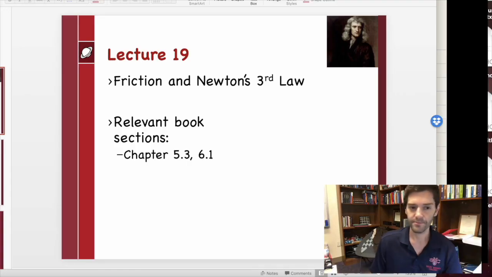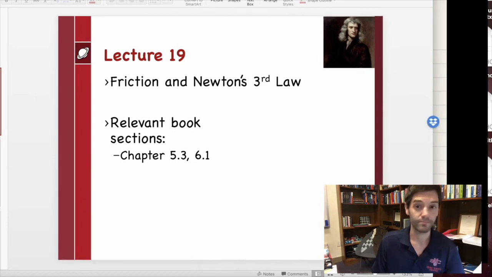Let us see. So we had started friction last time, but then I ran out of time. So we will finish talking about friction, and then we will get into Newton's third law, and I will hopefully be able to do a problem or two. And then we'll do more Newton's third law, and then wrap up Newton's laws entirely the next lecture.